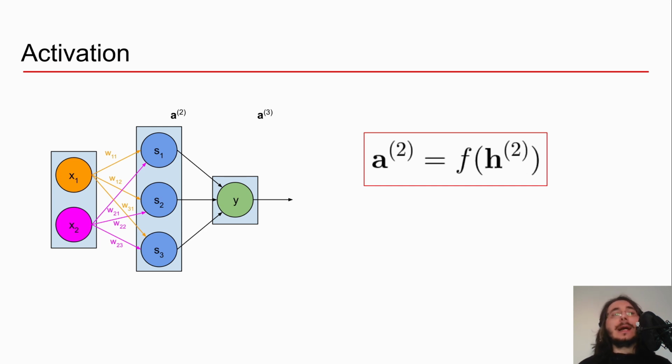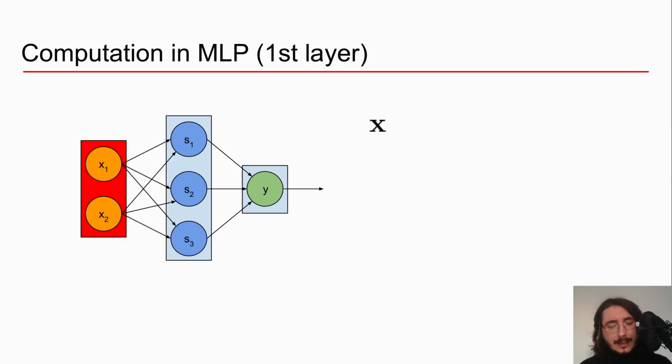and the activations. Now let's take a look at the computation in a multi-layer perceptron step by step, using some abstract notation first, and then we'll move on and see an example to clarify everything. As we said, the information travels from left to right. So we start with x, which is the input vector, these two values here, x1, x2.